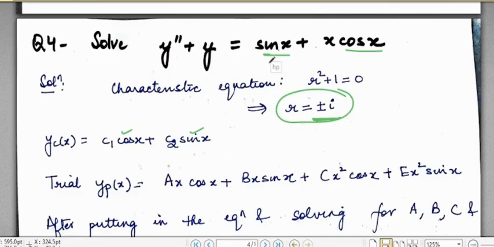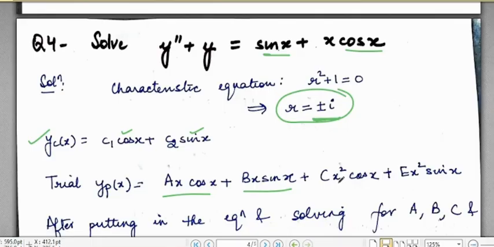So instead of sin x, you write it for x sin x, which is ax cos x plus bx sin x, and for x cos x you take c x square cos x plus e x square sin x. And when you take the derivatives, they will be already covered in these terms, because when you differentiate x square cos x, you either get terms of the type x sin x, x cos x, sin x or cos x, which are already either appearing in yc or they are already making their appearance in the trial yp because of the other term. So you don't have to bother about them.